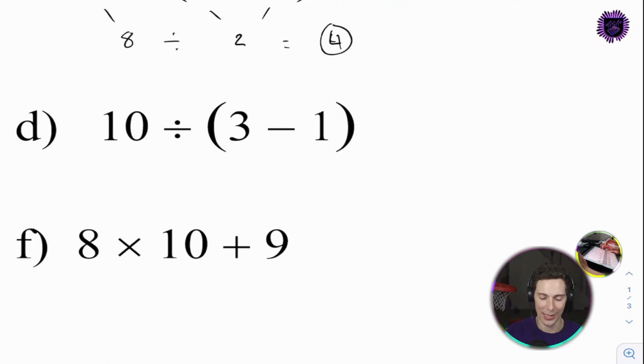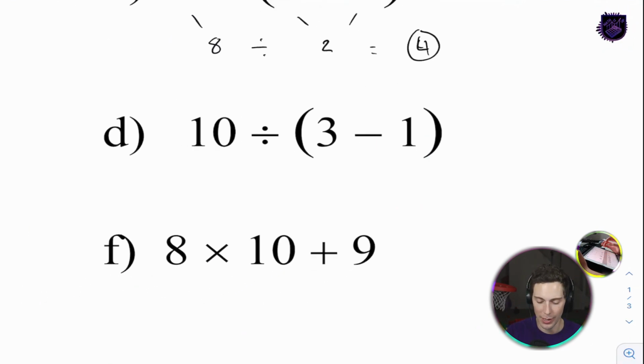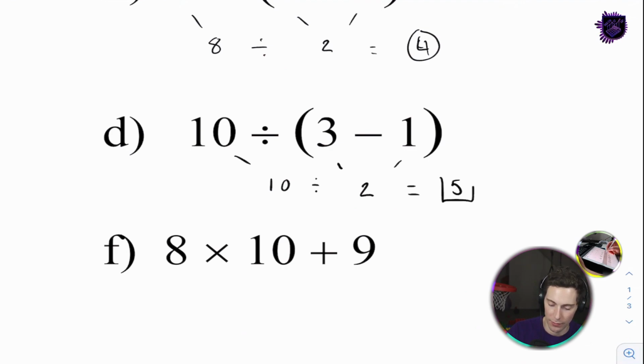We're going to 10 divided by 3 minus 1. So again, this is brackets, right? We got to do the brackets first, within the parentheses, and 3 minus 1 is going to be equal to 2. And then we drop down our 10 and our division symbol. 10 divided by 2 is equal to 5. I'm going to box that as our answer.